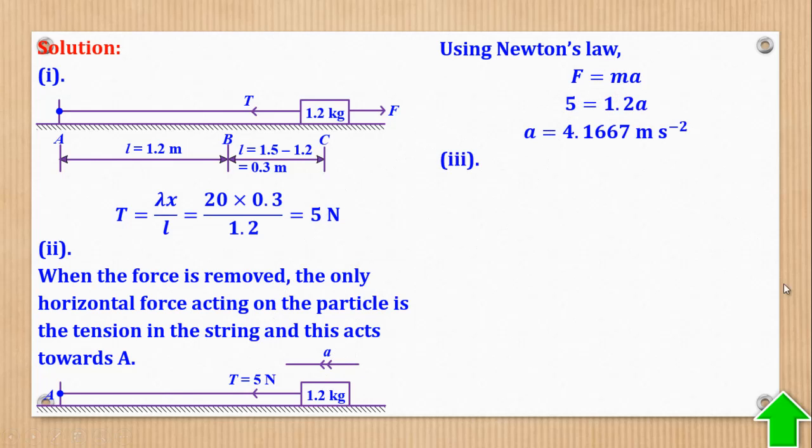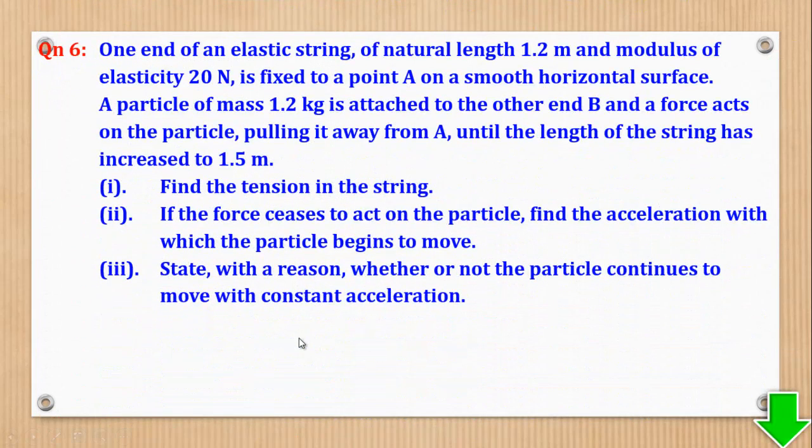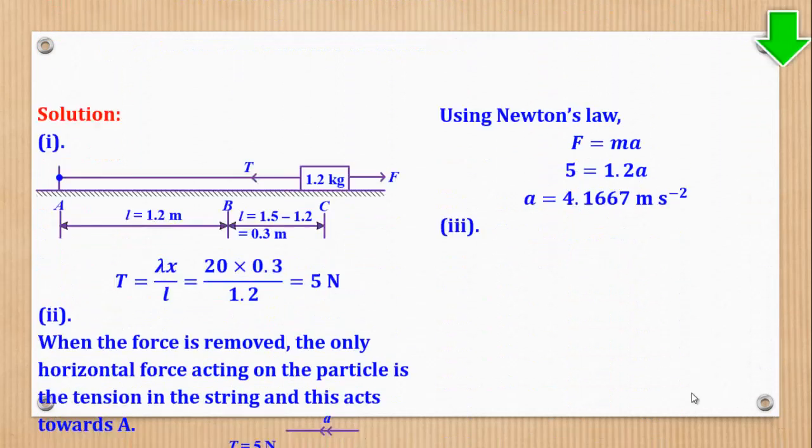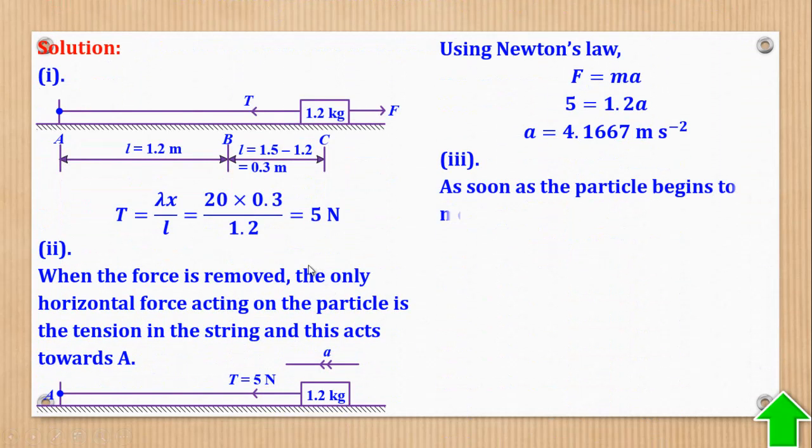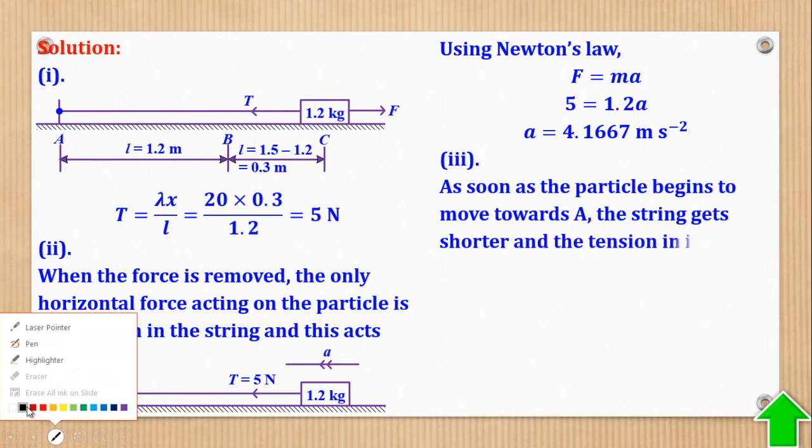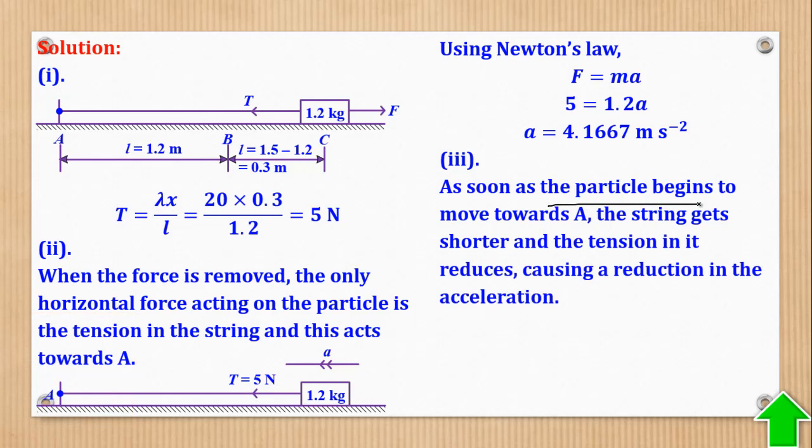Then Roman 3, they're asking, state with a reason whether or not the particle continues to move with constant acceleration. So what do you think? Now, as soon as the particle begins to move towards A, the string gets shorter and the tension in it keeps on reducing. Why? Because the extension has reduced.